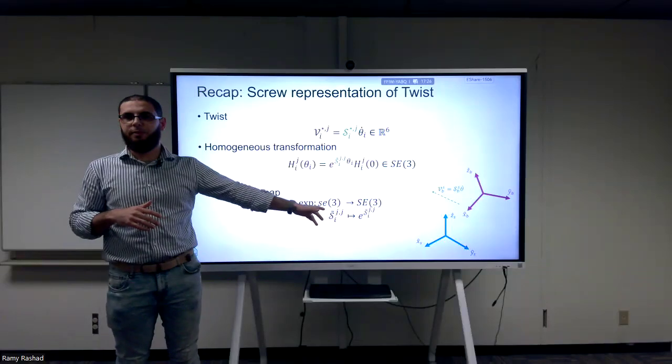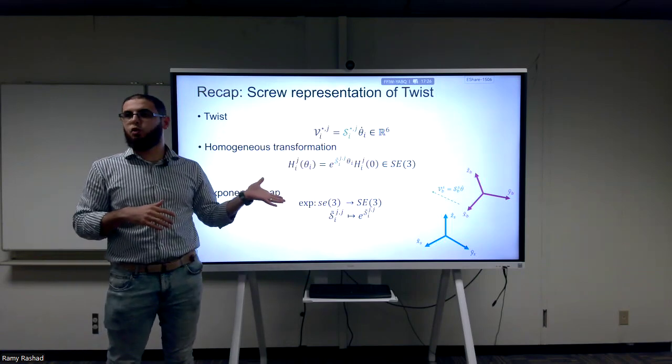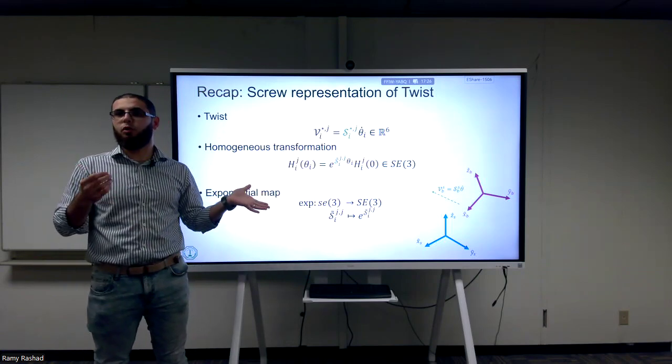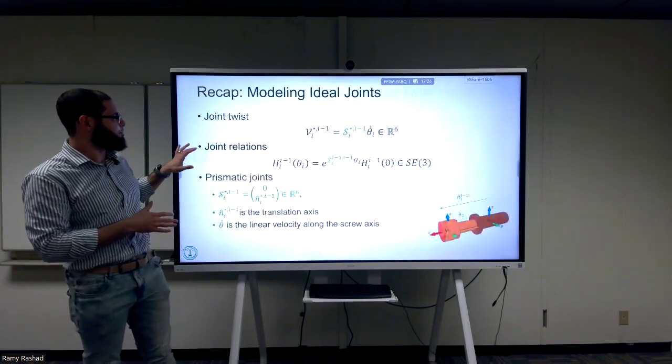We didn't discuss what the expression of this was. I'm going to show it to you in a bit. But why did we introduce the screw representation of twists? Because we want to model joints. And then in this language, joints would be modeled in the following way.